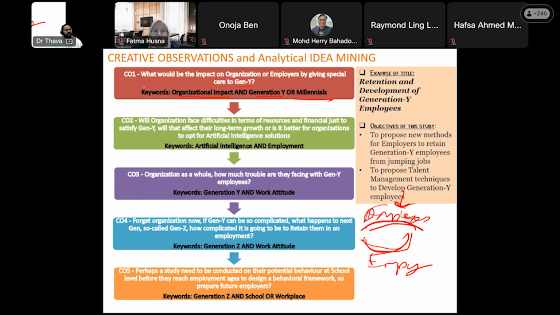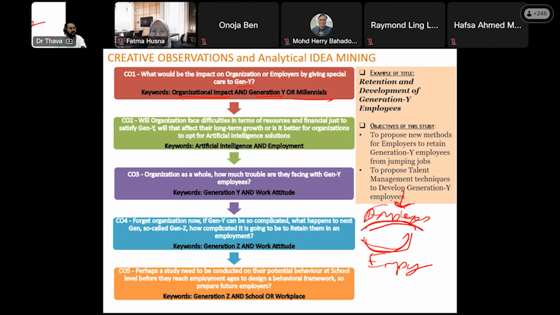This is how we normally build keywords, the important keywords to maintain throughout the whole research. What would be the impact on organizations or employers by giving special care to Gen Y? What will happen? Can they sustain or not? We don't know. No one wants to study that. That can go into a very detailed OPEX study versus income versus social impact, how they're going to sustain, the pressure, all those things.